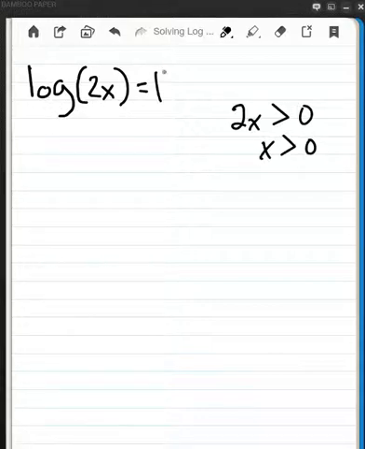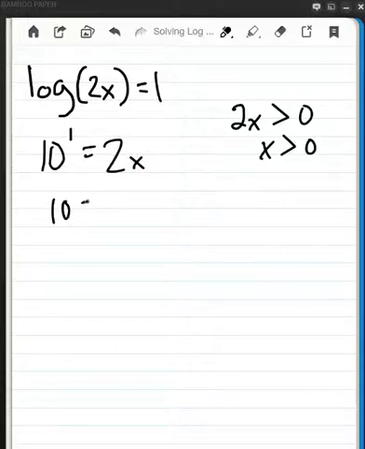I have a log equal to a constant, so I could rewrite this as an exponential. The base of this log is missing, so it's a common log. The base is 10. So I'm going to rewrite this as an exponential with the base of 10, like my log function. And then these switch places because when you rewrite a log as an exponential, you're really rewriting it in its inverse form, and inverses switch your independent and dependent variables. So this would be 10 to the first power is equal to 2x.